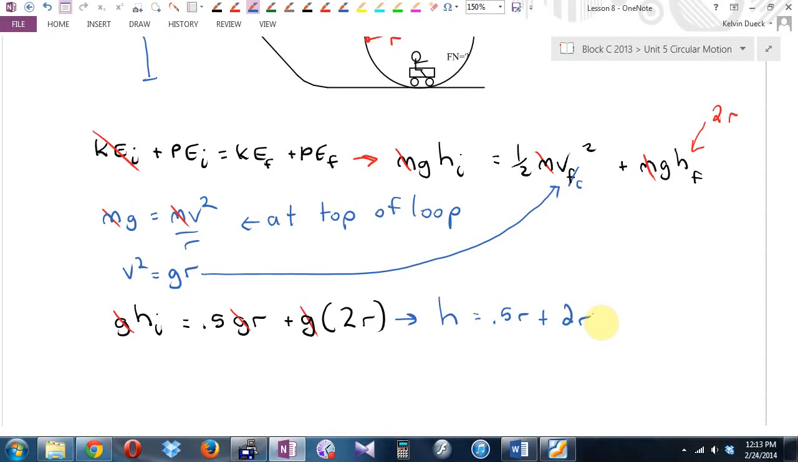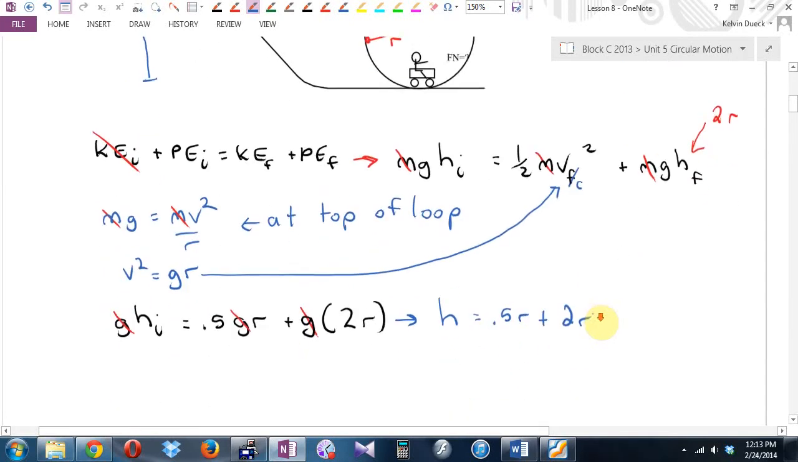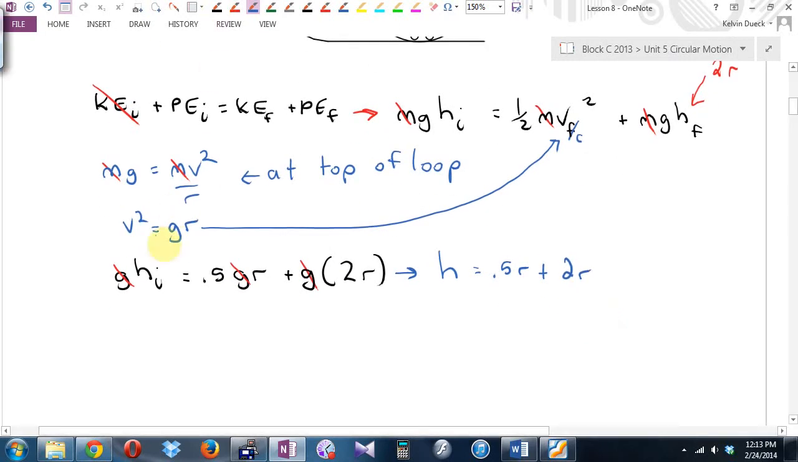We started out with something this complicated. We even brought in a free body diagram. We brought in winner minus loser. We brought in, oh, we're moving in a circle. And you know what? Turns out, for any roller coaster, if you want to make it through a circular loop, you better start 2.5 times the radius high. Minimum. I don't need a stinking calculator.